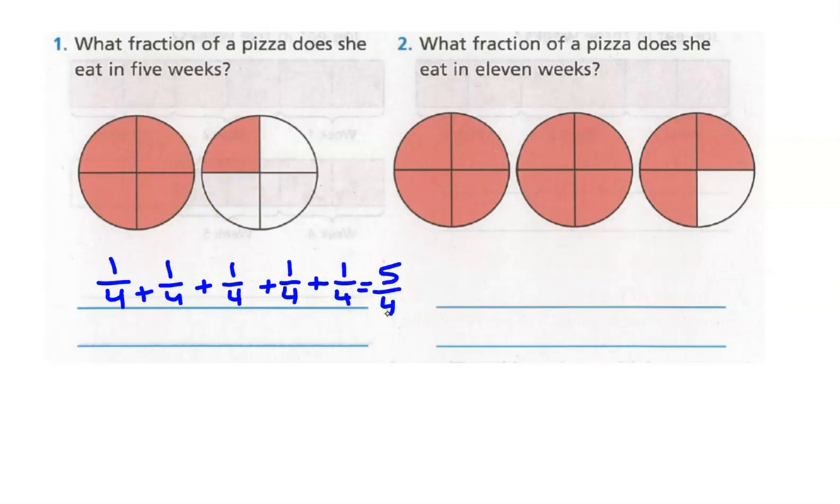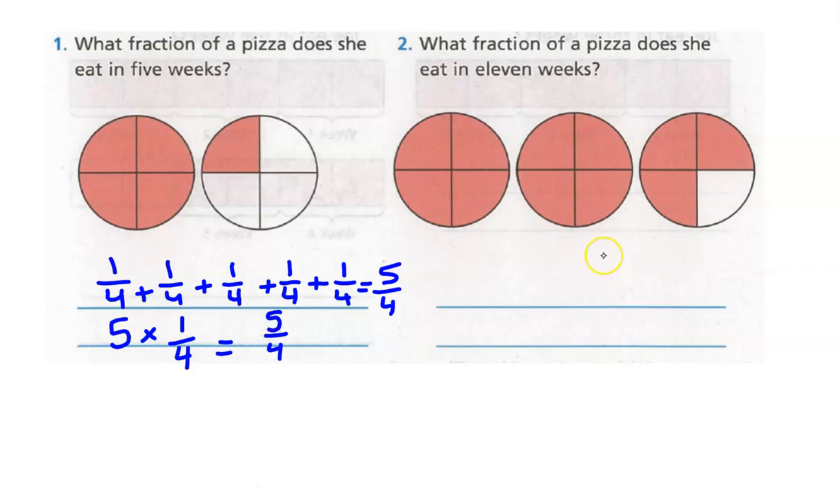Well, the much easier way to do this is to ask yourself, okay, what's the size of my share? The size of my share is 1/4, and I have 1, 2, 3, 4, 5 of them. So that's going to be 5 times 1/4. So that makes it really easy. Your share size is staying the same. That will be fourths. And then you're doing your 5 times 1, which is 5.